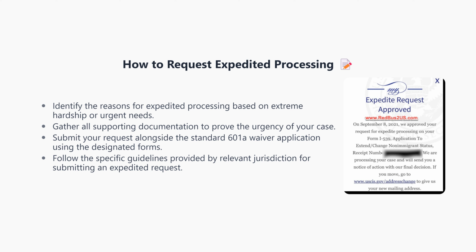To request expedited processing, start by identifying the reasons that support your need for urgency, such as extreme hardship or other urgent conditions. Next, gather all the necessary documents that substantiate these claims. When filing your standard 601a Waiver application, you will need to submit your request for expedited processing using the proper forms. Ensure to follow the detailed submission guidelines as provided by the relevant jurisdiction.